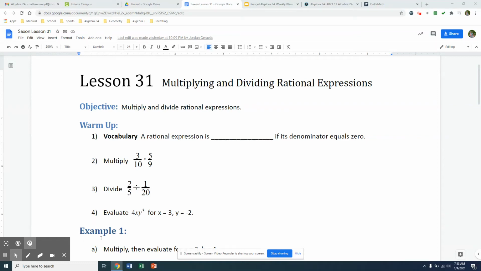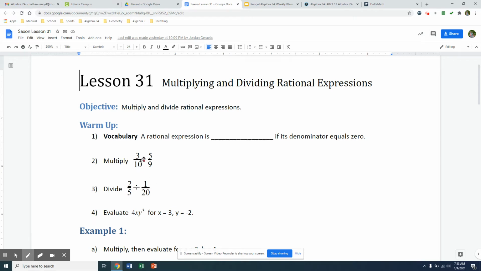Hello, Algebra 2A. Welcome to Lesson 31, where we are going to take a look at multiplying and dividing rational expressions. And we're going to review how to multiply fractions and divide fractions. And then secondly, we're going to remind everyone how to evaluate an expression, because we'll be looking at that as well. So first, multiplying fractions.